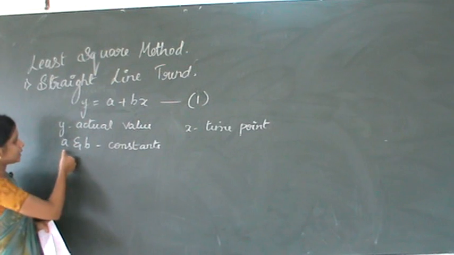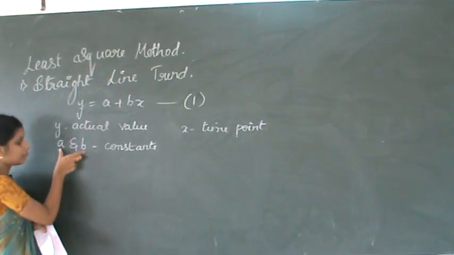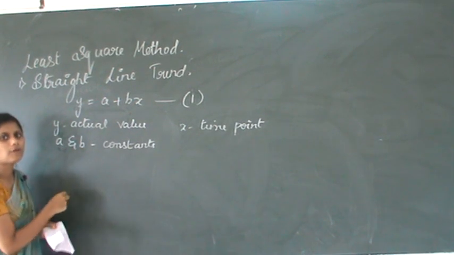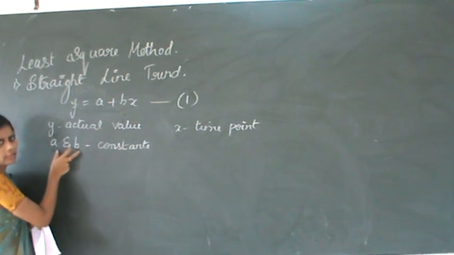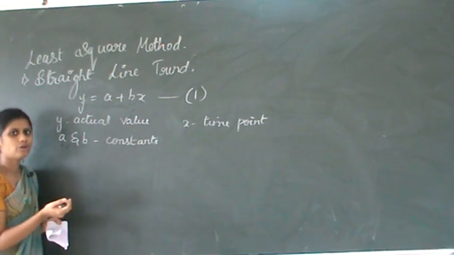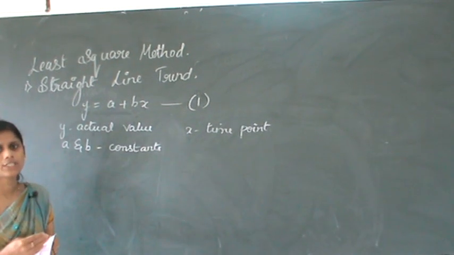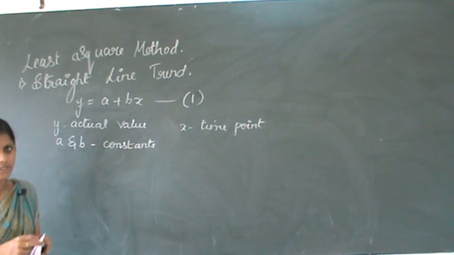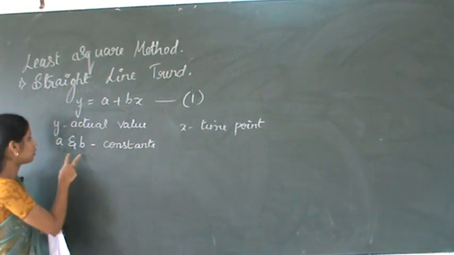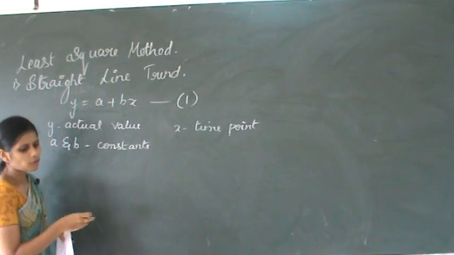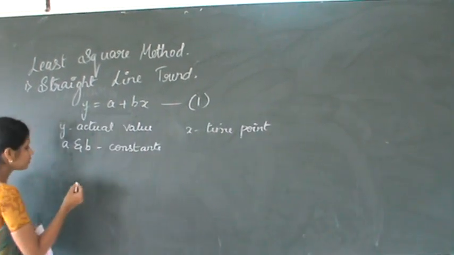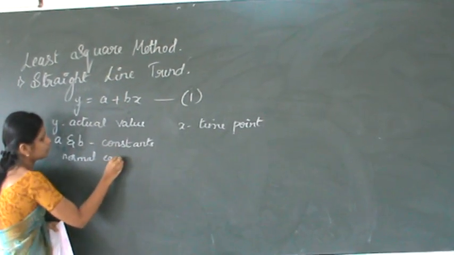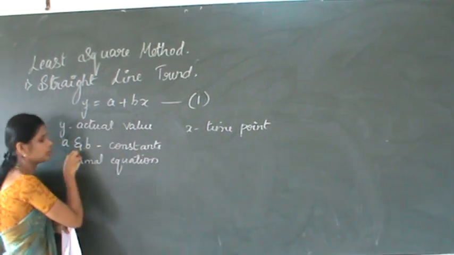So how do we obtain a and b? These constants are obtained by normal equations. I have told you that the process of minimizing the sum of squared errors results in some equations which are called normal equations. With the help of these normal equations, we are going to find the values of a and b.